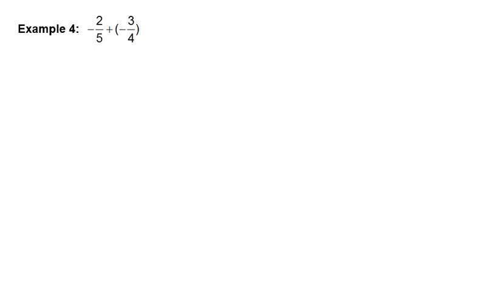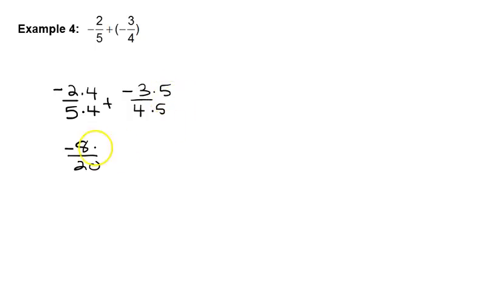So ask yourself, what multiples do 5 and 4 have in common? And if you said 20, that's correct. So I need to change negative 2/5 to have a common denominator of 20. So I want to multiply by 4. This becomes negative 8/20. Then my negative 3/4, to get a common denominator of 20, I'm going to multiply the numerator and denominator by 5.